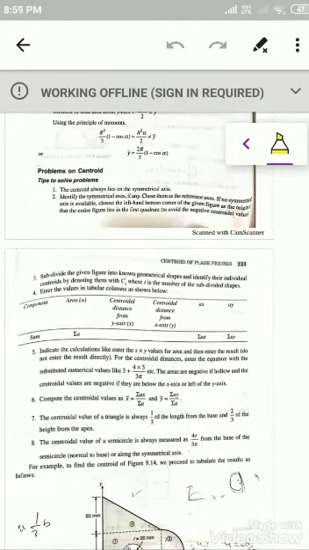Hello students, let us start with the important part in the centroidal module, that is the steps to be followed in order to solve the centroidal problems. So what are all the steps you must consider in order to solve the problem? Let us see them step by step.